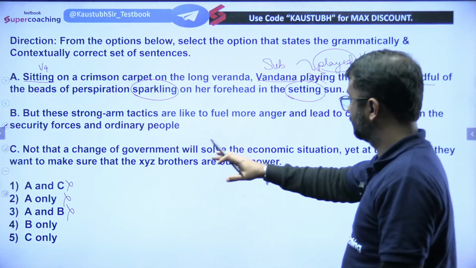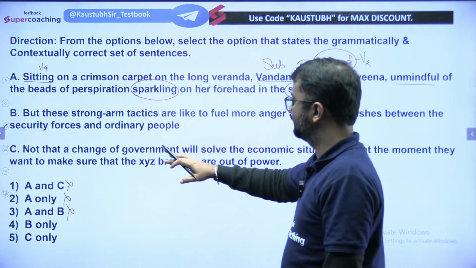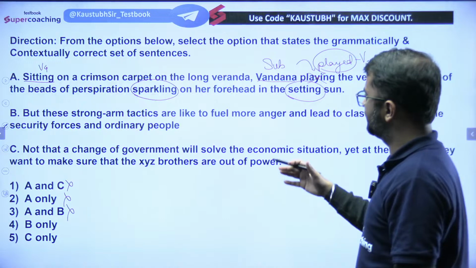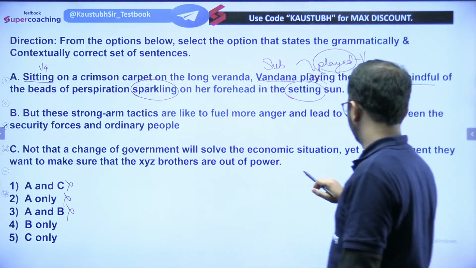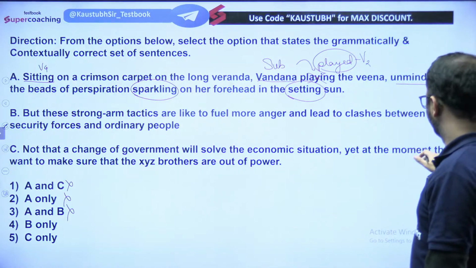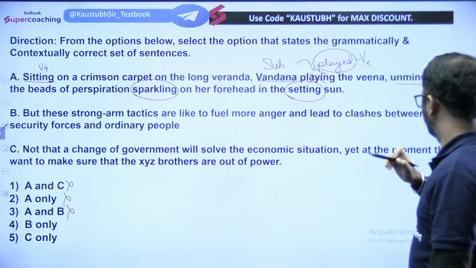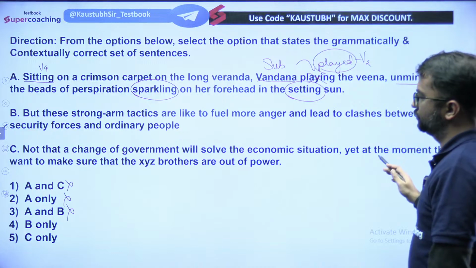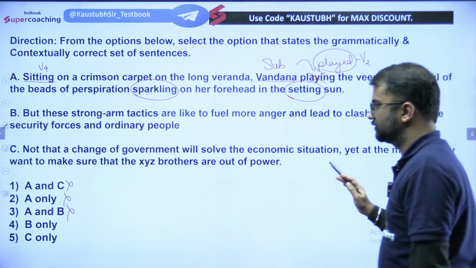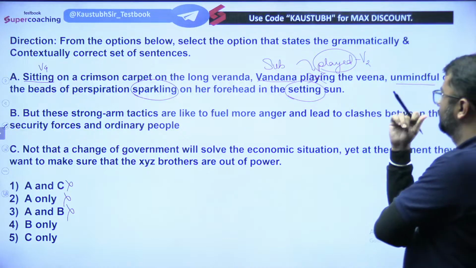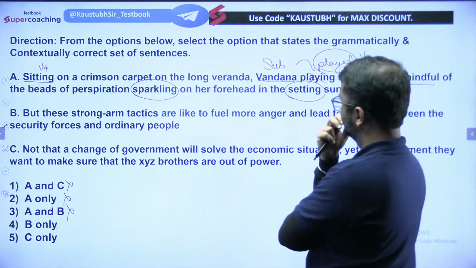Not that a change of government will solve the economic situation. ऐसा नहीं है कि सरकार बदलने से economic situation बदलेगी. Yet at the moment they want to make sure that the XYZ brothers are out of power. इसके बावजूद both B and C तो नहीं हो सकते. It is either only B or only C. कौन सा लग रहा है? B में क्या error है?